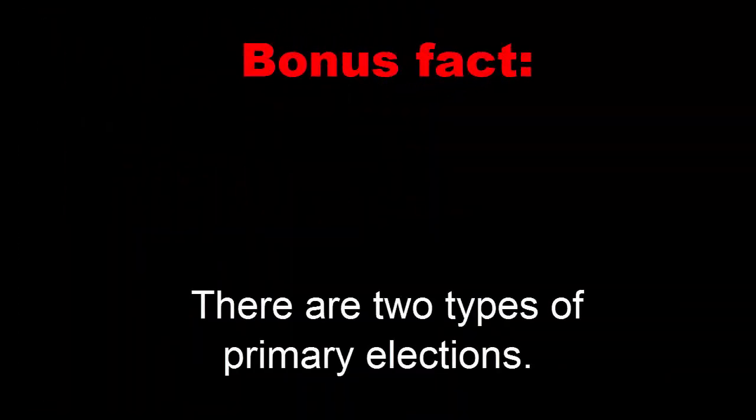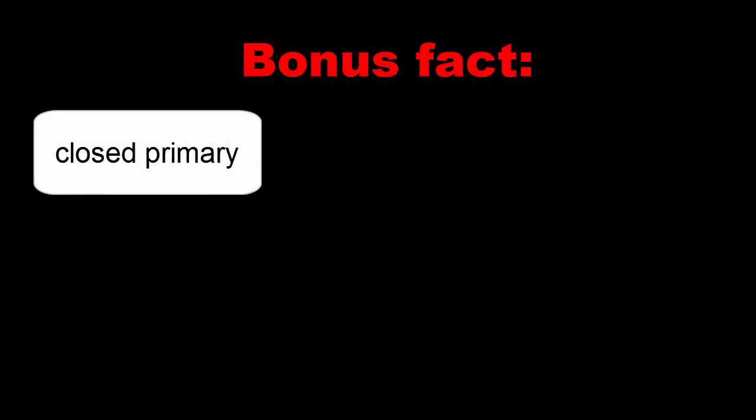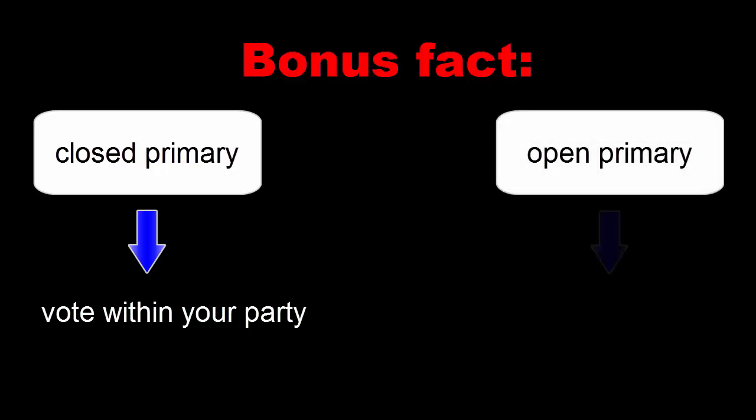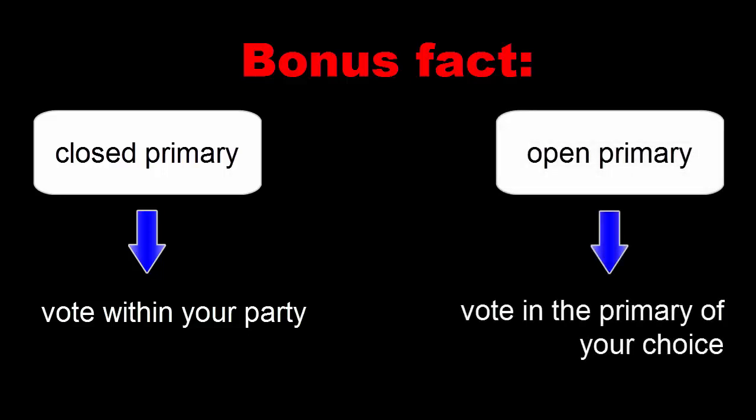Here's a bonus fact. Basically, there are 2 types of primary elections. In a closed primary, you have to vote within your party. So if you're registered as a Republican, you have to choose from among the Republican candidates. In an open primary, you can vote in the primary of your choice. So even if you're registered as a Republican, you can vote for a candidate of any party.